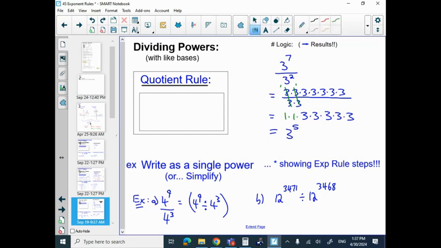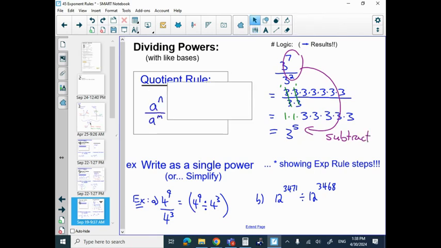So same idea. We look at the 7 and the 2 and say, what must have happened to make that? And you can tell that it must have been subtract. So that justifies completely the logic of that rule, where we have the top exponent take away, or subtract, the bottom exponent.